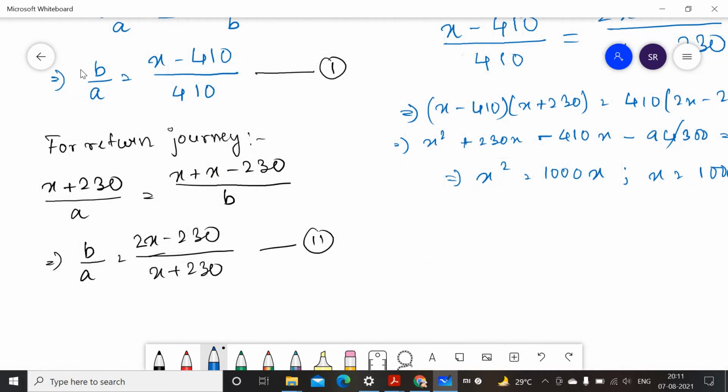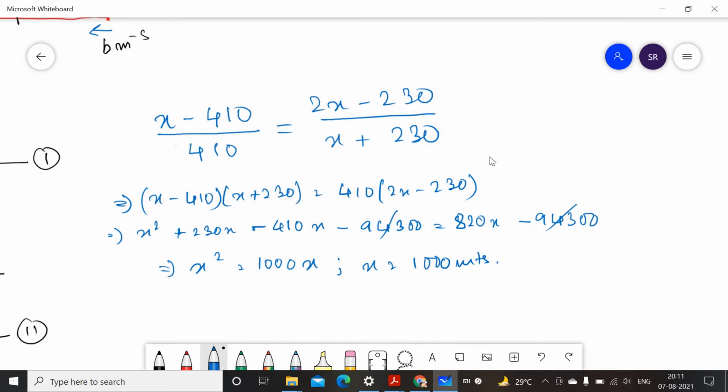So again we tried to find out the speed ratio. So b by a equals 2x minus 230 by x plus 230. So we just equated these two, right? We needed x, so we equated these two and we got our x, right? Very simple, guys.